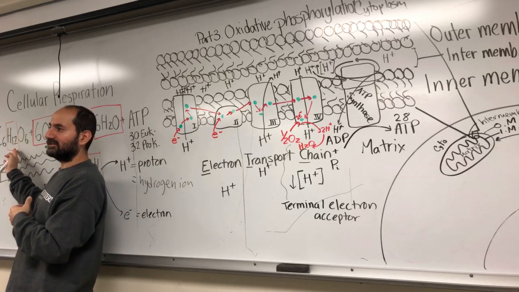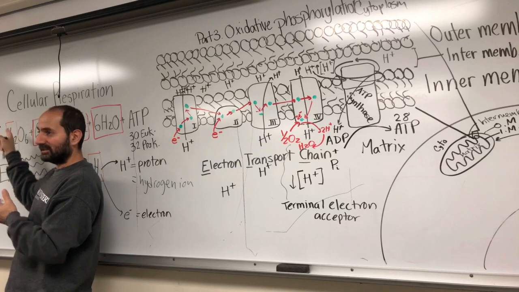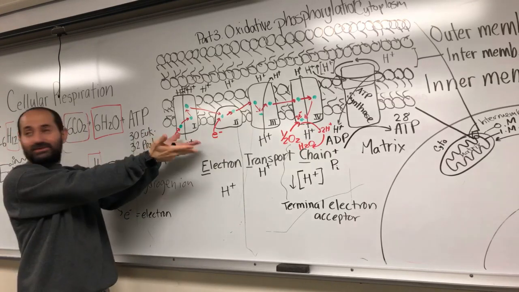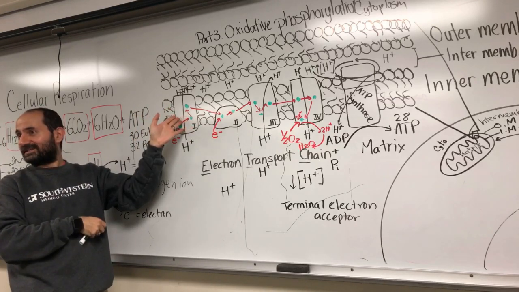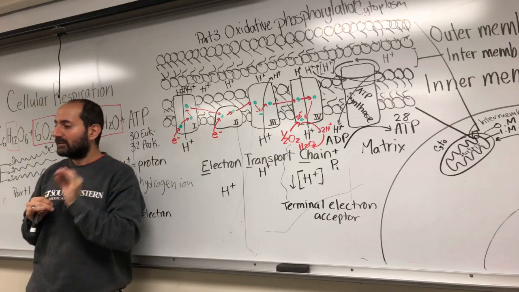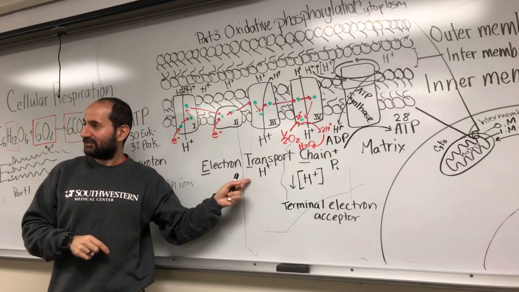I'm gonna take glucose and I'm gonna take its H's away, aren't I? Why do I wanna take its H's? Because we need them to put into this machine, and it powers the whole machine. Without those H's, this machine's nothing, right? So that's why I explained part 3 first.